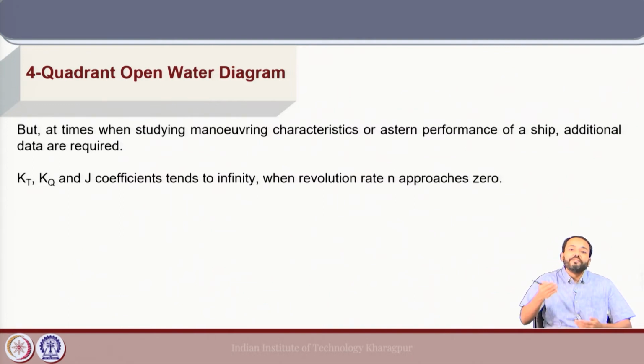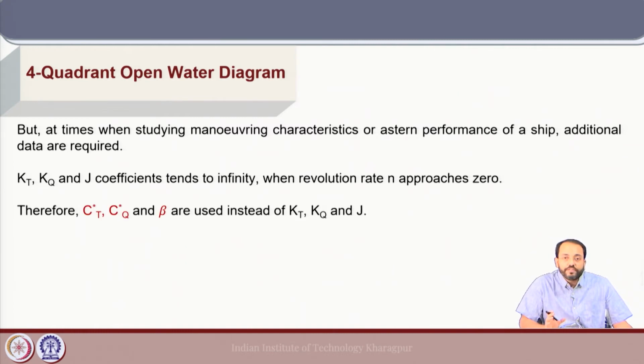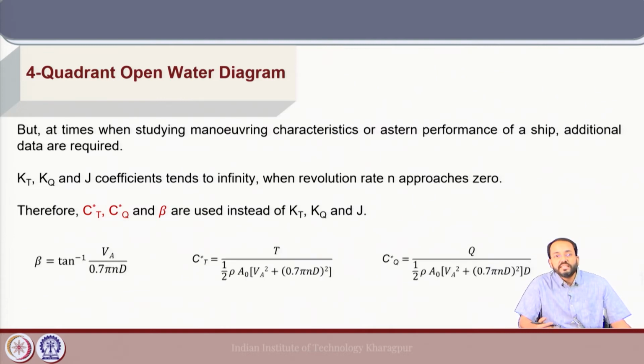That is why the standard representation of Kt, Kq versus J cannot be used for the 4-quadrant open water diagram, where we will have reversal of the propeller RPM. In this case, the propeller RPM will be gradually reversed, and because of that it will pass a point where N is 0. So, we cannot use the standard coefficients; we will use a new set of coefficients Ct, Cq and beta, which is the hydrodynamic inflow angle that we have seen before. It is expressed using the same concepts which are used instead of Kt, Kq and J.